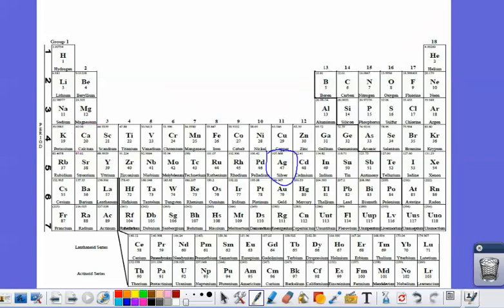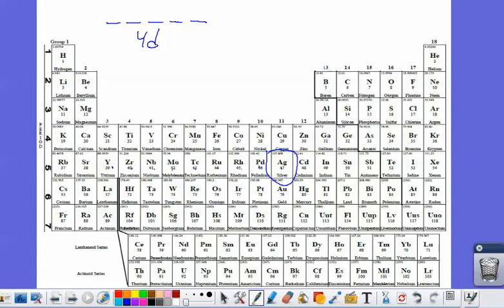So let's try silver now, which is in the D block. This part of the periodic table is represented as 4D. 4D has 5 orbitals in it. So silver is going to be 1, 2, 3, 4, 5, 6, 7, 8, 9 electrons.